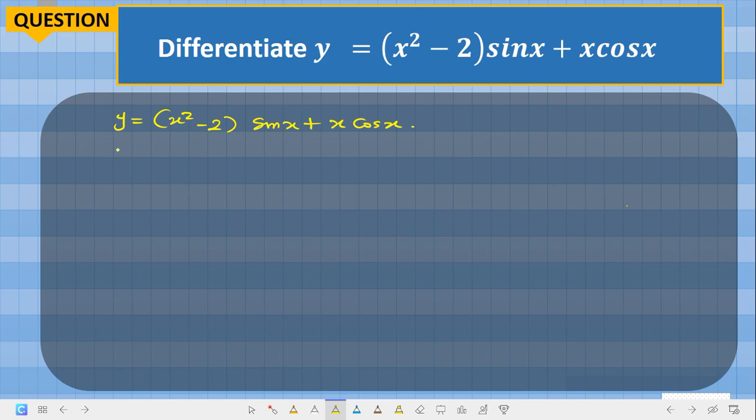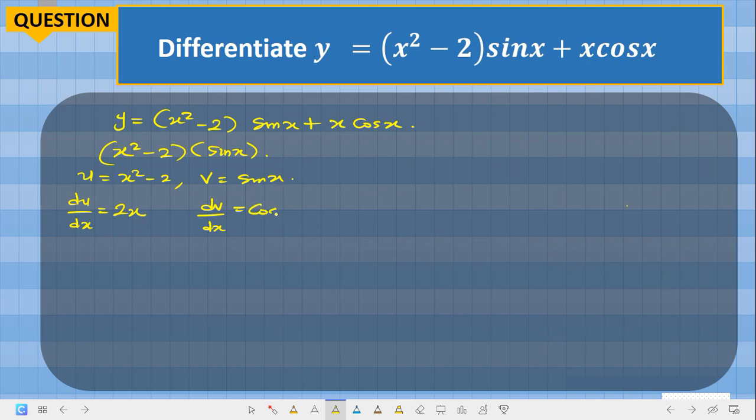Taking the first one, the first product rule you have there is (s² − 2)(sin s). If your u is equal to s² − 2 and your v is equal to sin s, what will be your du/ds? Differentiate this: it gives 2s, differentiate −2 gives 0, so 2s − 0 is 2s. Now your dv/ds: if you differentiate sin s, it gives cos s.